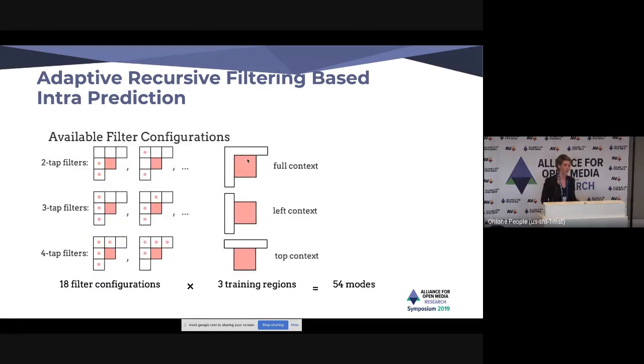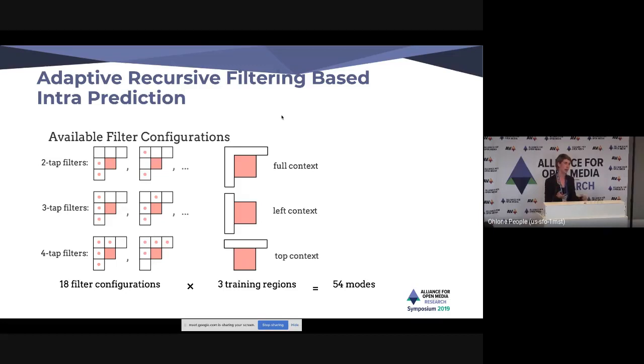There are several different filter configurations. This shows that we have 2, 3, and 4 tap filters. The dots represent where the taps are and the number of taps. And we can train from either the full context, just the left, or just the top. So these 18 filter configurations times the 3 training regions yields 54 modes. That's a lot of modes.